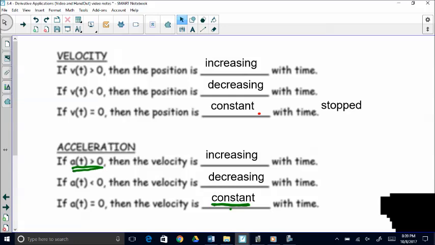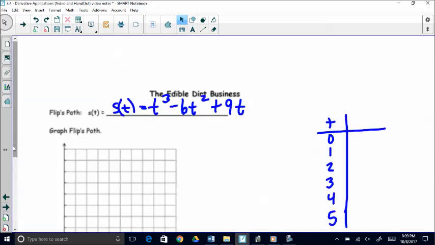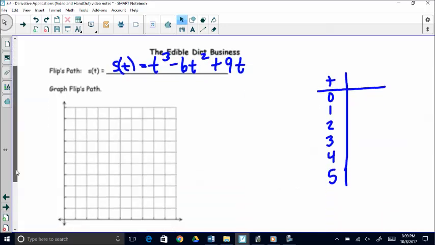Alright, so now we're going to look at an example. You're supposed to watch a video clip of this example, but this is the path of a guy named Flip, and he's this crazy dude that's delivering some goods for his father's business. Without watching the video, let's just look at this in the calculator.